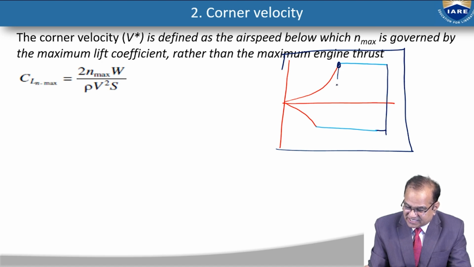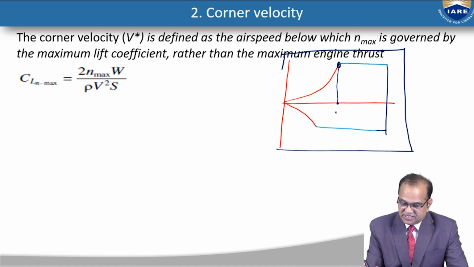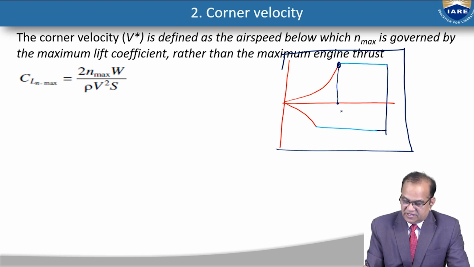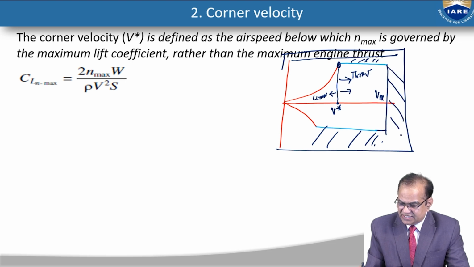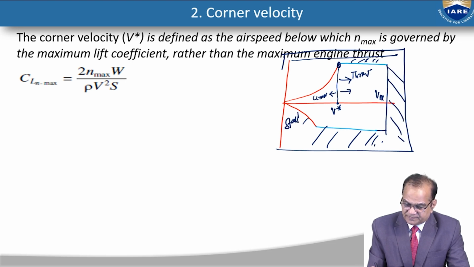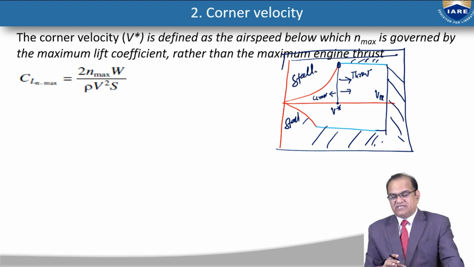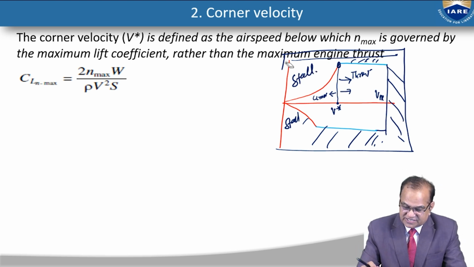If you fly less than this speed, this V star, then stall will happen, or CL maximum is the criterion. But if you fly here, your engine thrust is the criterion. This area is the failure zone. This is the VNE, never exceed. These all are the danger zones. This is the stall zone. This is also a stall zone. So this is called the corner velocity. I think it is very much clear.